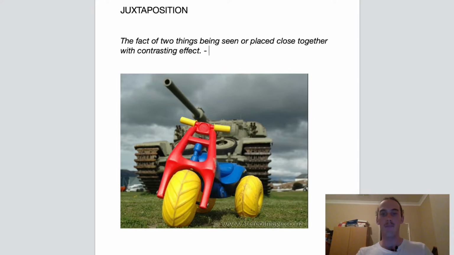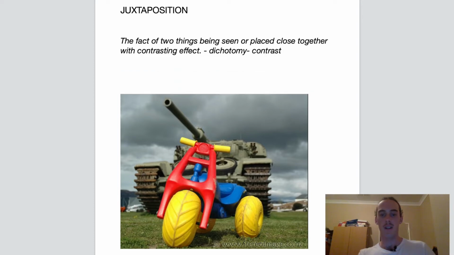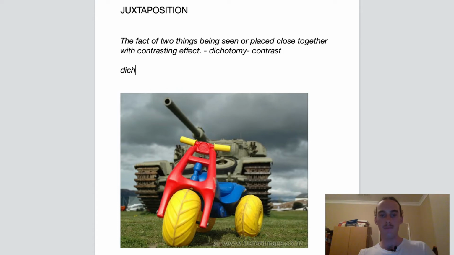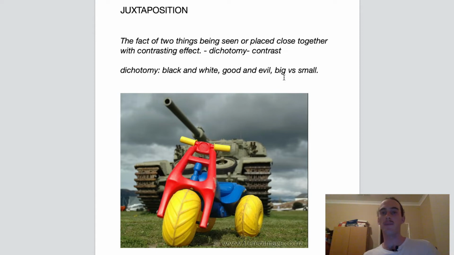So a good word that sort of relates to this is dichotomy. So there needs to be a dichotomy, which can be defined as sort of a contrast, I guess. So an example of dichotomy is black and white, good and evil, big versus small, things that are opposing each other. So yeah, things that oppose each other would be a better explanation of dichotomy than just contrast.